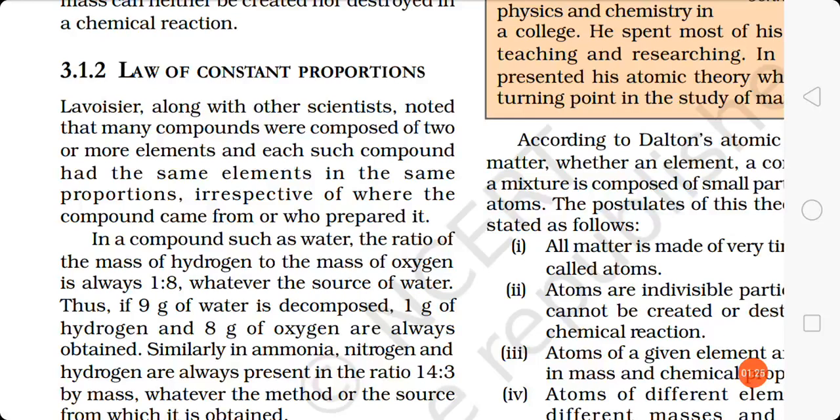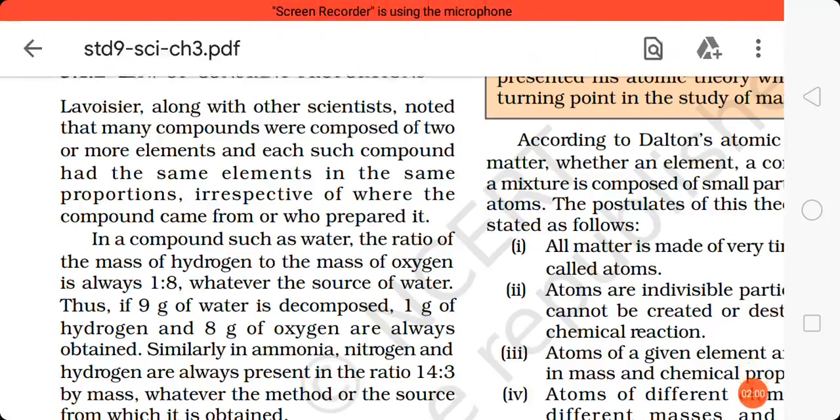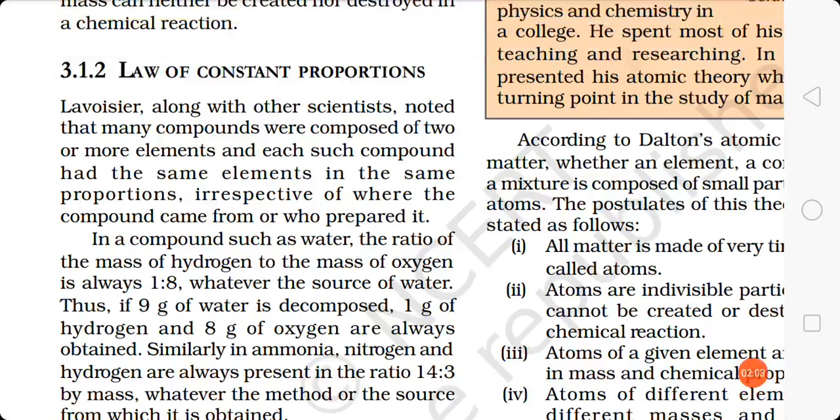Proportion means here amount of atoms, amount of their weight, you can say. So, how that proportion remains constant, what important points to be considered, which scientist gave his contribution in this theory, that we will learn in this point. Okay, so Lavoisier, along with other scientists, noted that many compounds were composed of two or more elements, and each such compound had the same element in the same proportions, irrespective of where the compound came from and who prepared it.